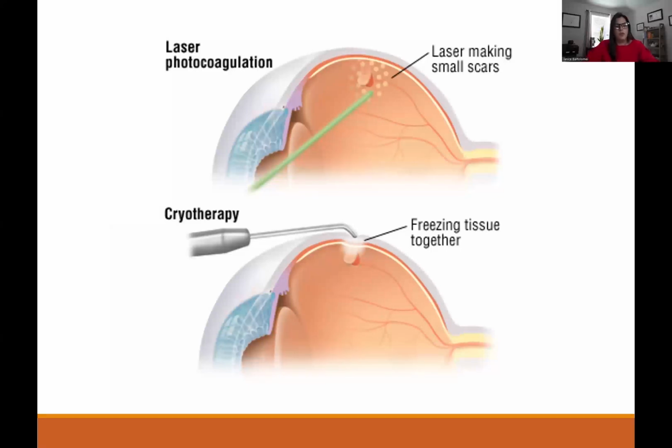Here's sort of how it looks. You have a small tear, and you snap it with either the laser photocoagulation, making those small burns. It contracts and then pulls back in a way, and that prevents stuff from getting underneath and lifting the retina.